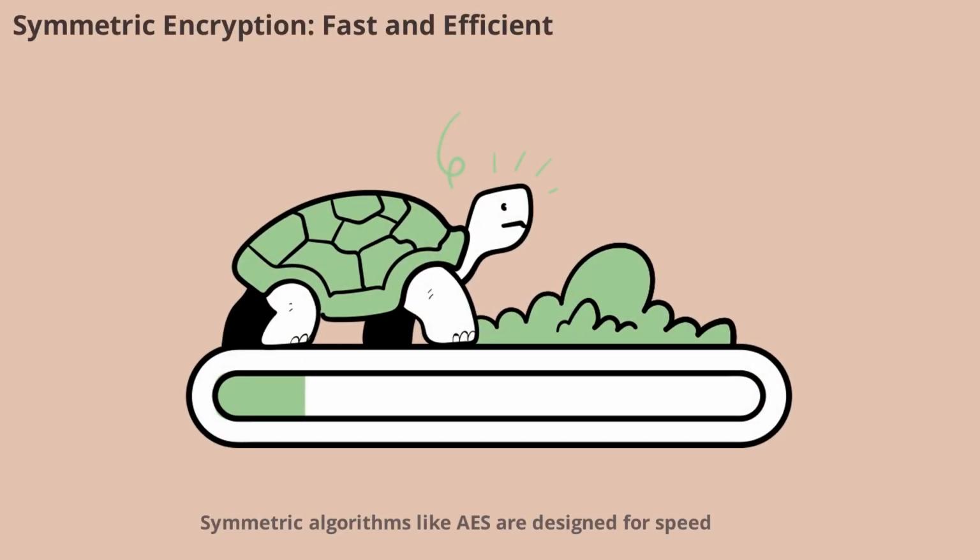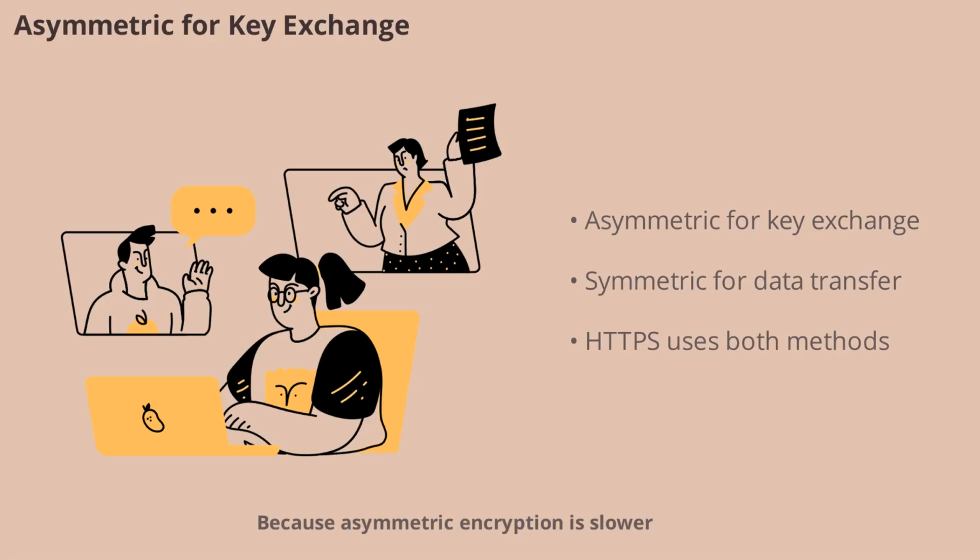Symmetric algorithms like AES are designed for speed. They use simple mathematical operations, allowing them to encrypt and decrypt data extremely quickly. This makes symmetric encryption ideal for protecting large amounts of information, such as streaming video or transferring files, where performance is critical. Because asymmetric encryption is slower, it's usually not used to encrypt entire conversations or files. Instead, it's mainly used for exchanging secret keys securely.